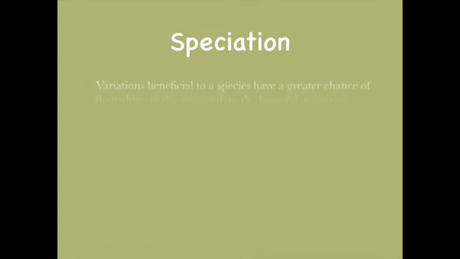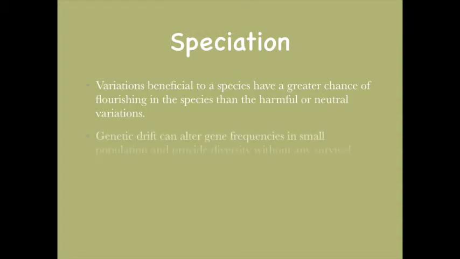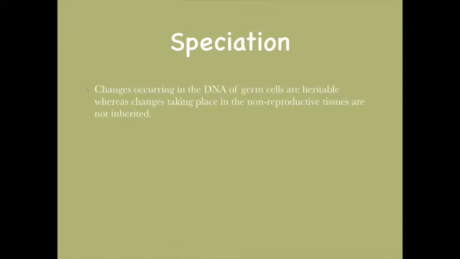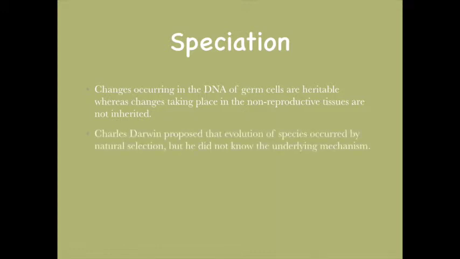The variations beneficial to a species have a greater chance of flourishing than the harmful or the neutral variations. Genetic drift can alter gene frequencies in small populations and provide diversity without any survival benefits. Several factors like the environment and mutations can cause alterations. Also, the changes occurring in the DNA of the germ cells are heritable, whereas the changes taking place in the non-reproductive tissues are not inherited.